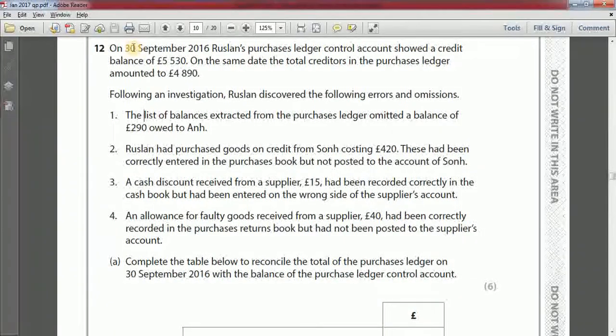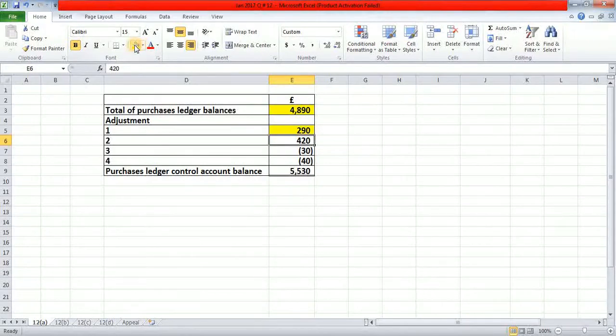The next error or omission is that Ruslan had purchased goods on credit from Son costing £420. These had been correctly entered in the purchases book, but not posted to the account of Son. Here also £420 had not been posted to the account of Son, and Son is a creditor. A purchase from any creditor is always posted on the credit side of the creditor's account. So £420 will be posted on the credit side of Son's account, and it will be added to the opening balance. Here is your £420 with a positive sign.